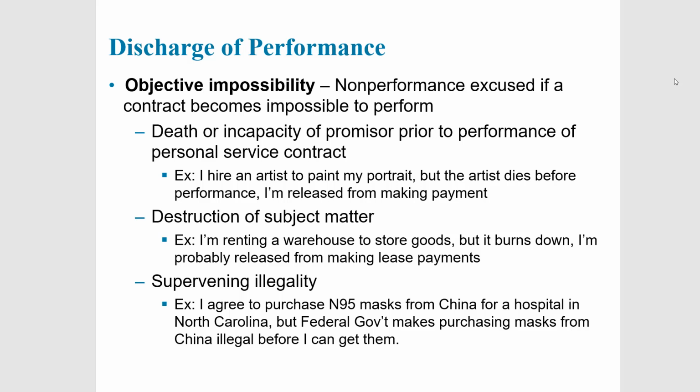We could also have supervening illegality. So we had a contract that was originally valid, but then after that, something about it becomes illegal, so I can no longer perform for that reason. In a modern context, let's say I have a contract to purchase N95 masks from China for a hospital in North Carolina, but the federal government subsequently makes purchasing masks from China illegal before I can get them. So I can't buy them, and the hospital gets mad at me because I said I was going to buy them, so they sue me. But I can go back and say, well, it would be illegal for me to buy them from China, so how could I be expected to do so? And the court would most likely discharge me from that duty to buy those masks.